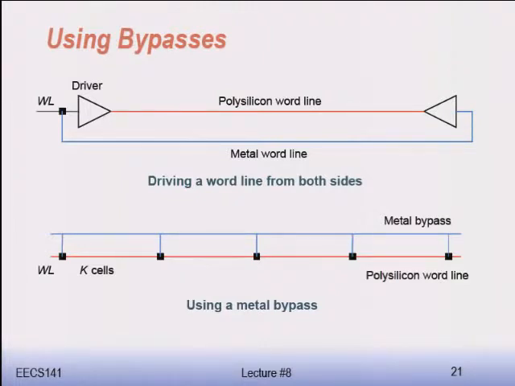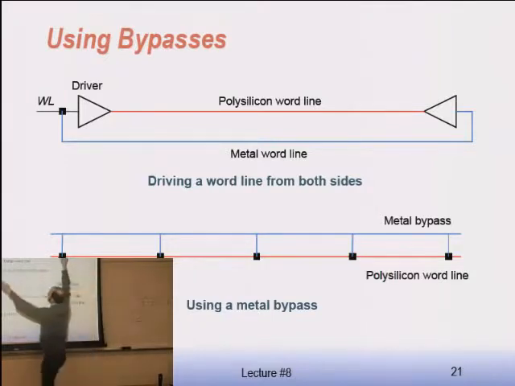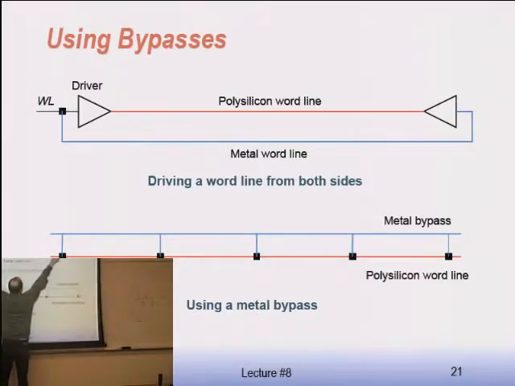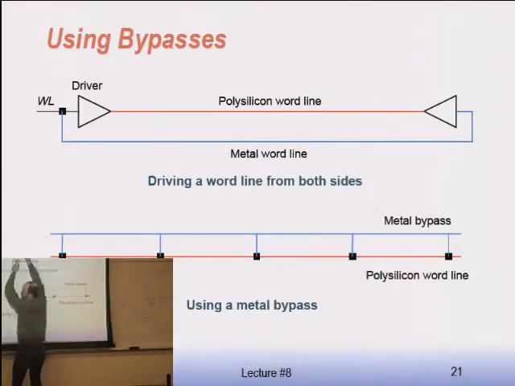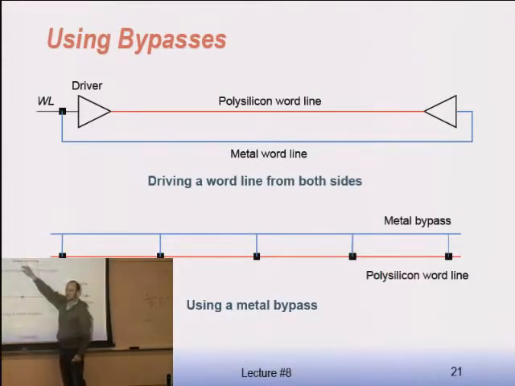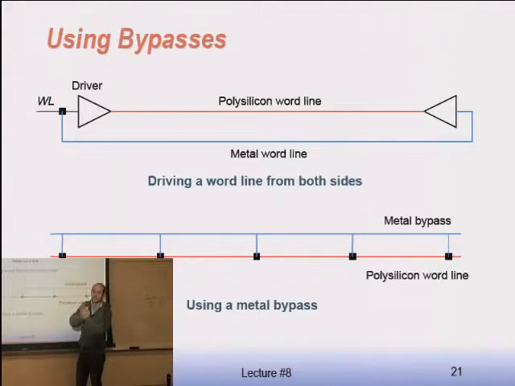Now, if we drive the signal from both sides, the signal starts at the same time from here and here, and propagates towards the center. So each half of the signal travels only half the distance, which means that the delay is actually 1/4. Okay?